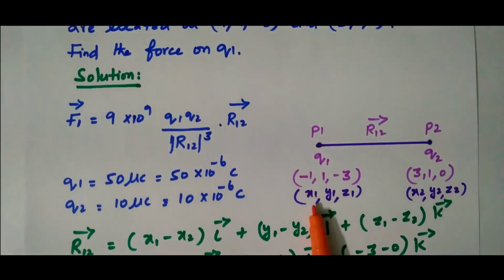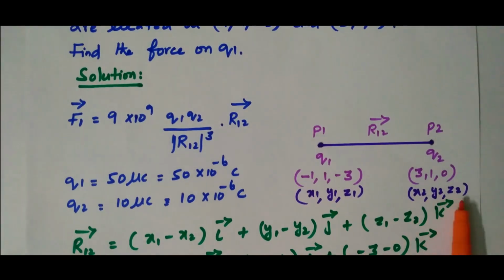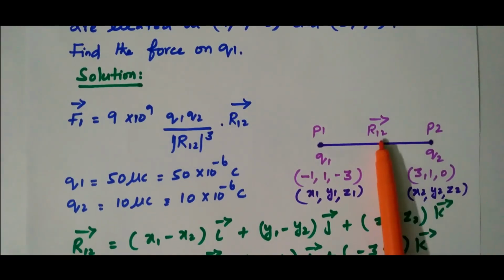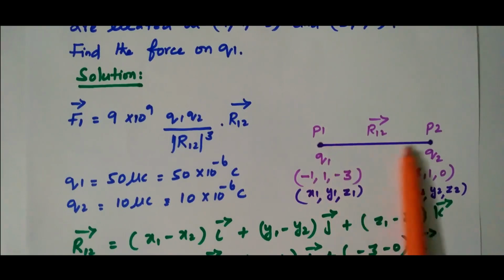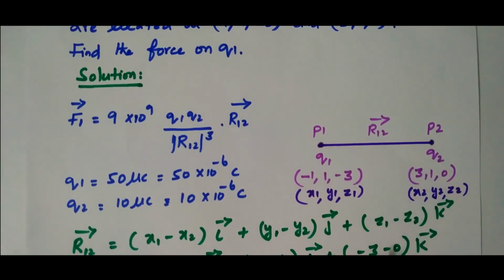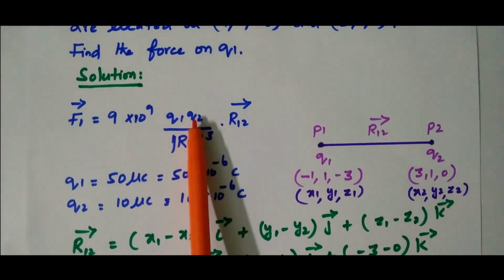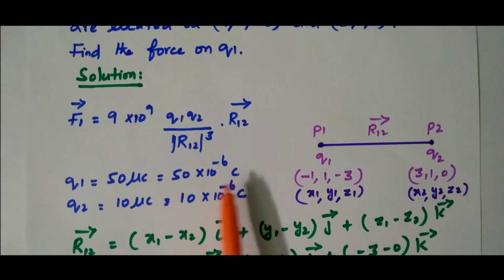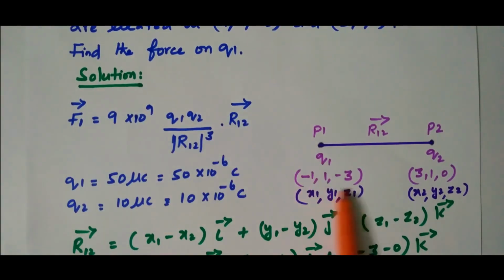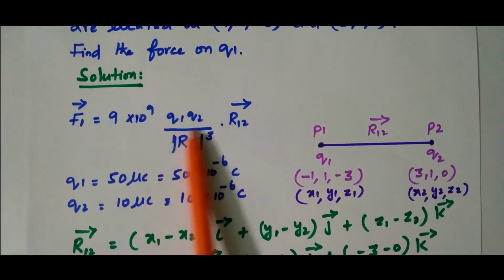It can be written as x1, y1, z1, and similarly x2, y2, z2. So r12 is the distance vector between them. What is the formula for this? 9 into 10 to the power 9 q1 q2 divided by r12 cube into r12 vector. We can use the vector form because the two points are available. Easily we can calculate the distance vector, so we can use the vector form, right?